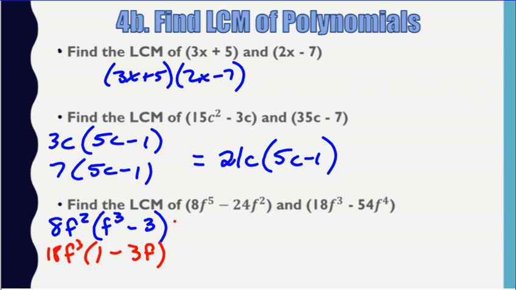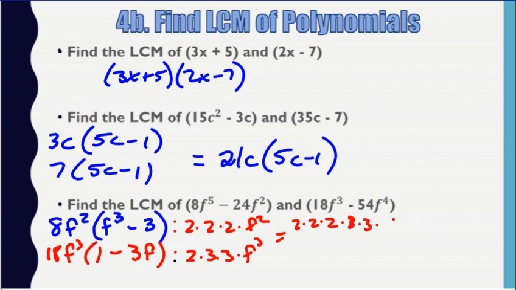So now here, this is 2 times 2 times 2 times f squared. This one would be 2 times 3 times 3 times f cubed. And then I have two different binomials. Those have to be in my answer. The most 2's I have is 3. So 2 times 2 times 2. The most 3's is 2. So 3 times 3. The most f's is f cubed.